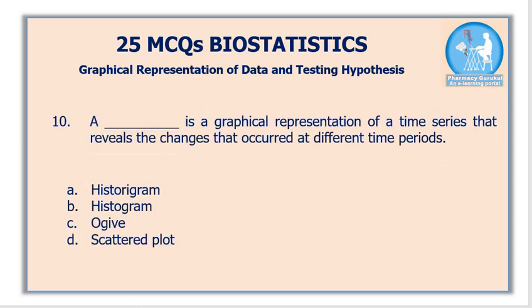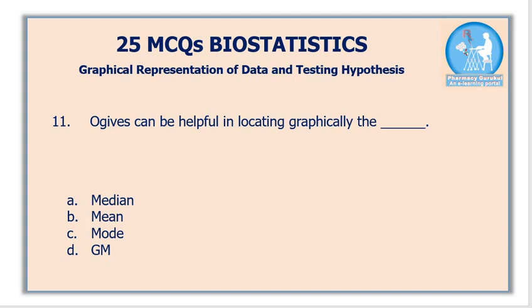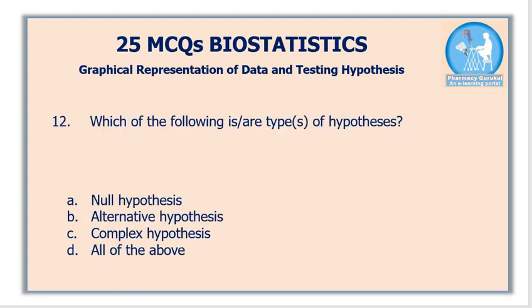10th question. A dash is a graphical representation of time series that reveals the changes that occurred at different time periods, and the correct answer is option A, histogram. 11th question. Ogives can be helpful in locating graphically the, and the correct answer is option A, median. 12th question. Which of the following are types of hypothesis? And the correct answer is option D, all of the above.